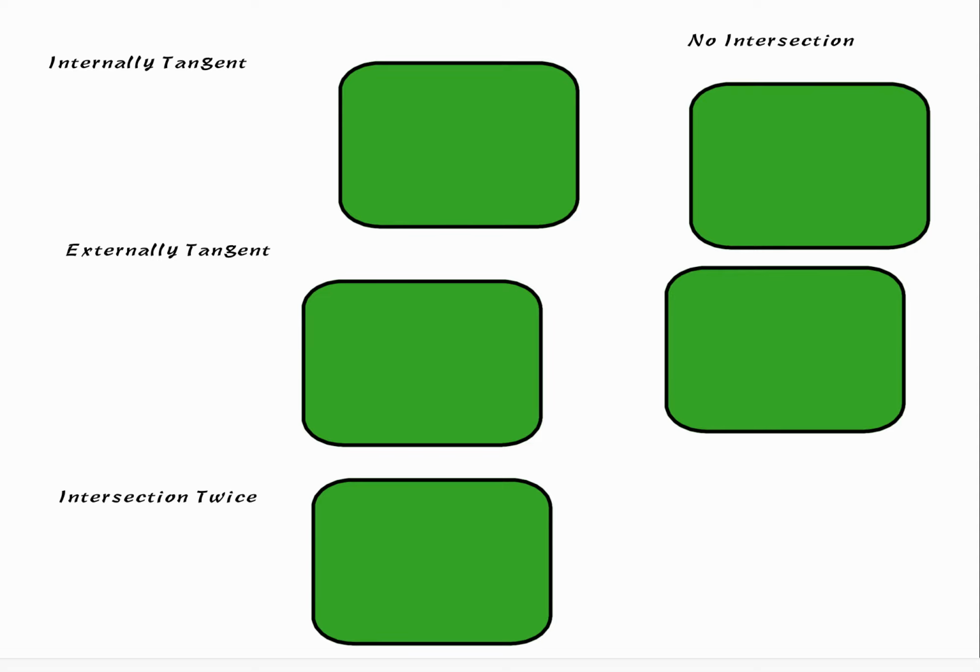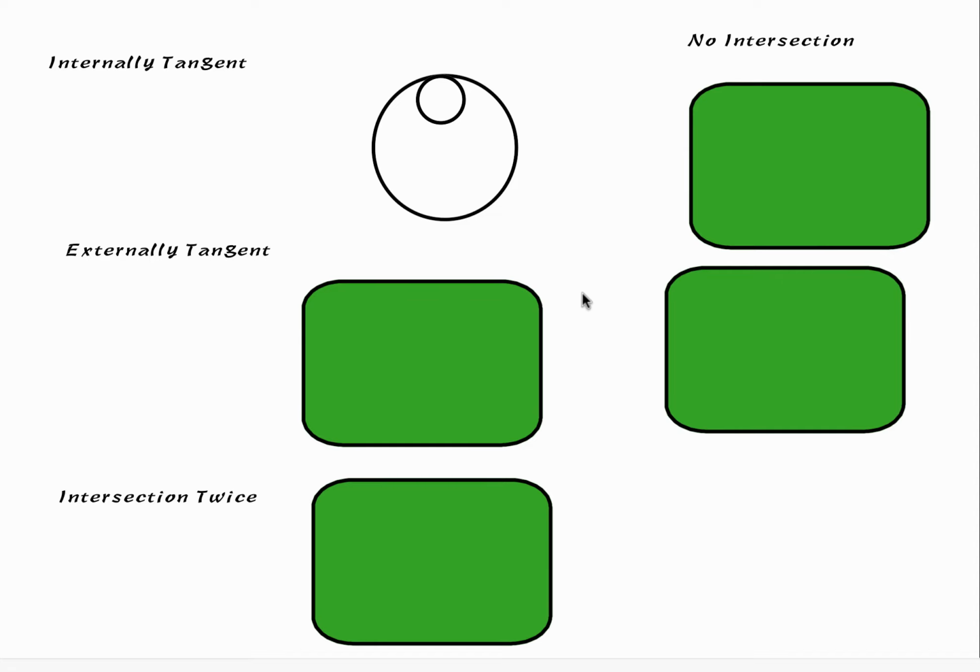Here's some key phrases. Internally tangent. What does internally tangent mean? It means one circle can be inside another circle, and tangent means to touch in one spot.